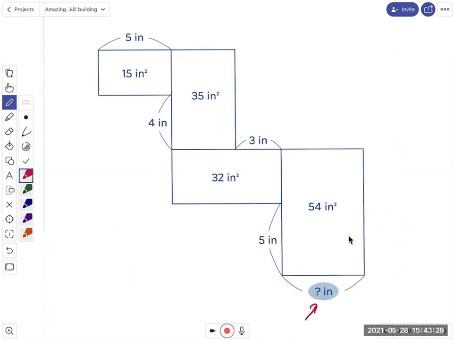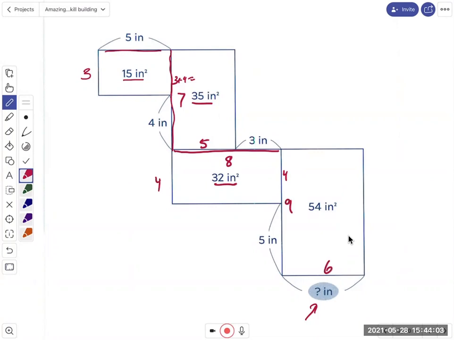So we have an area of 15 and we have the width of 5, so the height is 3. Now using the 3 and the 4, 3 plus 4 equals 7, so the height of the next rectangle is 7. Area is 35, so this is a 5. Now we put together the 5 and the 3 to get 8. 8 goes into 32 4 times, so this is a 4. 4 plus 5 is 9. 9 times 6 is 54.